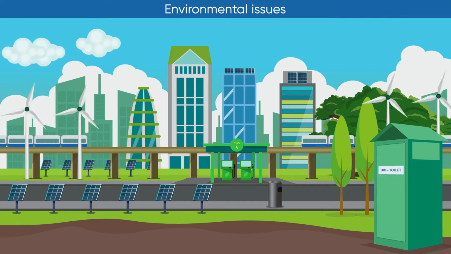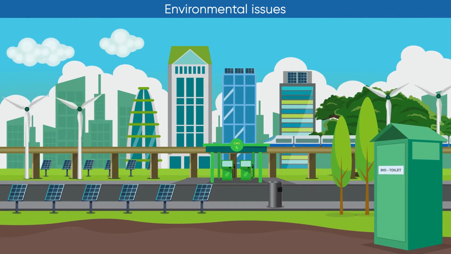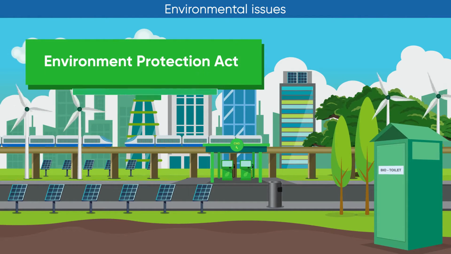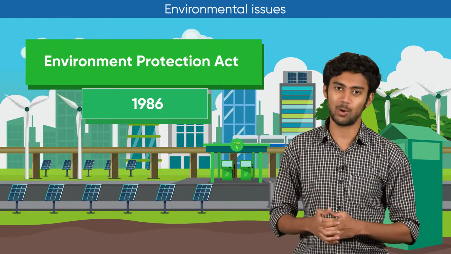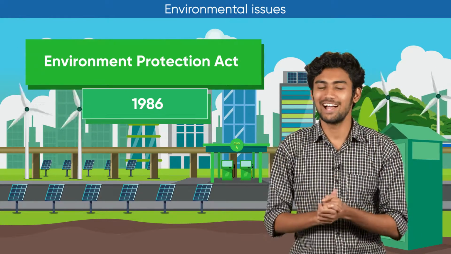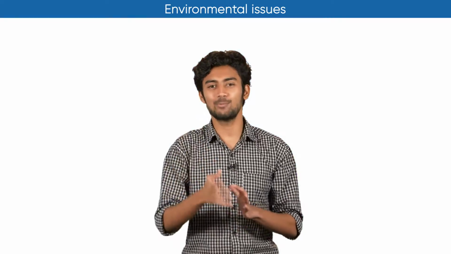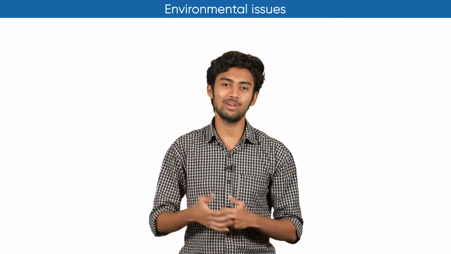For this, our Government of India had already passed the Environment Protection Act in 1986 to ensure the quality of environment. So friends, let's now discuss the different kinds of pollution and their impact on environment one by one.